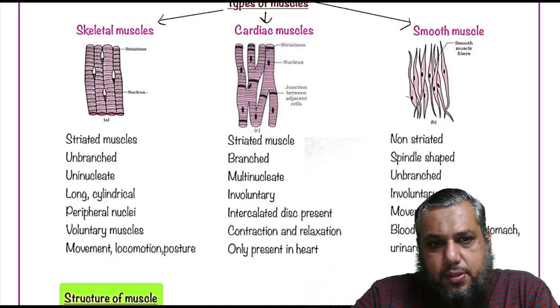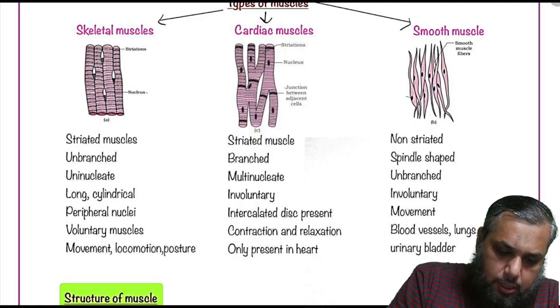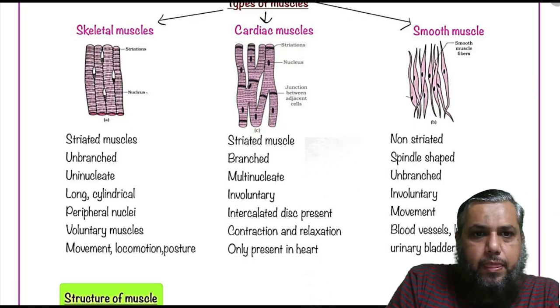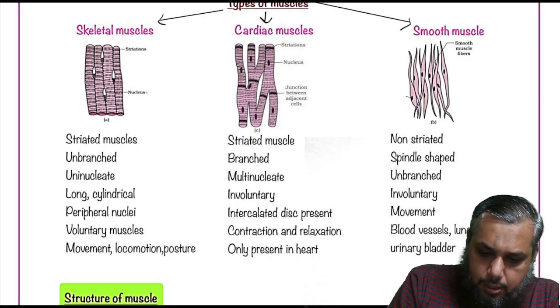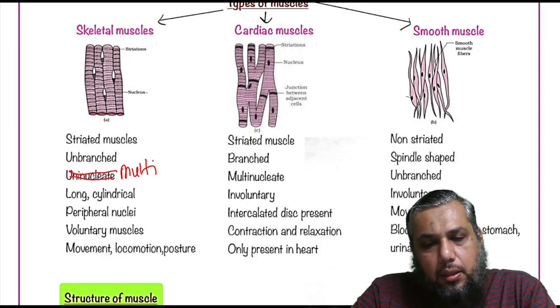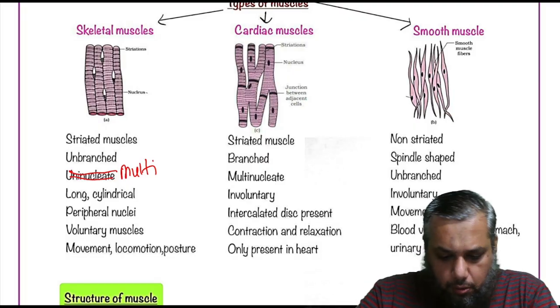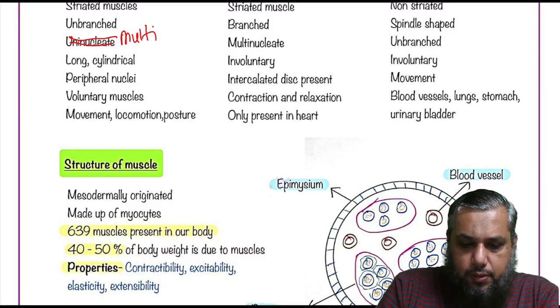And in the case of skeletal muscles, which are also called as striated muscles, these are unbranched, they are cylindrical, they are non-tapering, and they are multinucleated. They show the presence of peripheral nuclei, and it's a condition which is multinucleate, and it is called as the syncytium. They are voluntary muscles. They are under the control of our central nervous system.